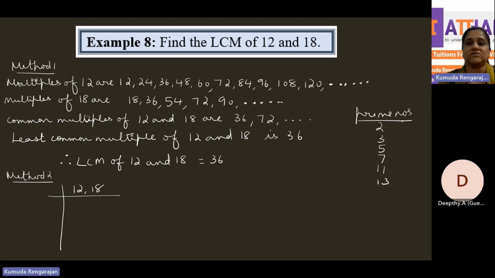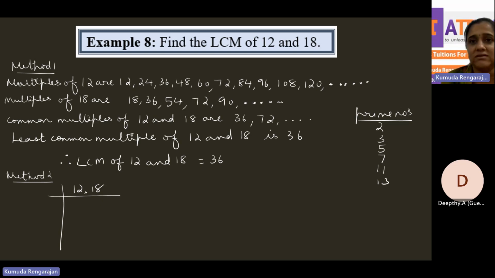A prime number has exactly two factors: one and the number itself. So these are the prime factors: 2, 3, 5, 7, 11, 13, and it goes on like that. So now you will have to start with the least prime number that is divisible by, are you all listening to me, Deepthi?